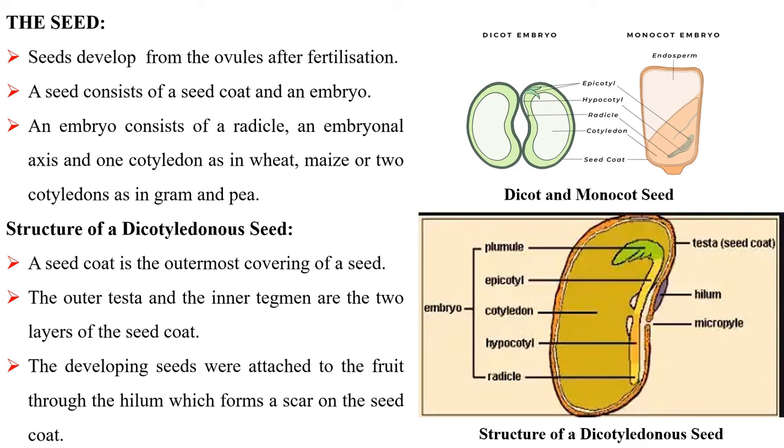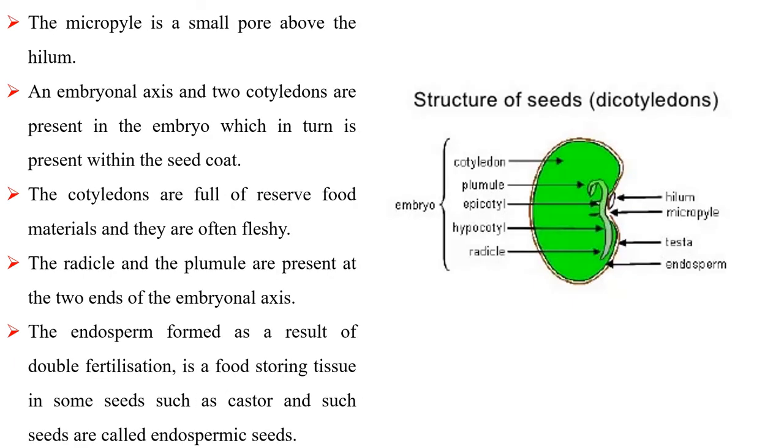The seed coat is the outermost covering of a seed. The outer testa and the inner tegmen are the two layers of the seed coat. The developing seed is attached to the fruit through the hilum, which forms a scar on the seed coat. The micropyle is a small pore above the hilum.